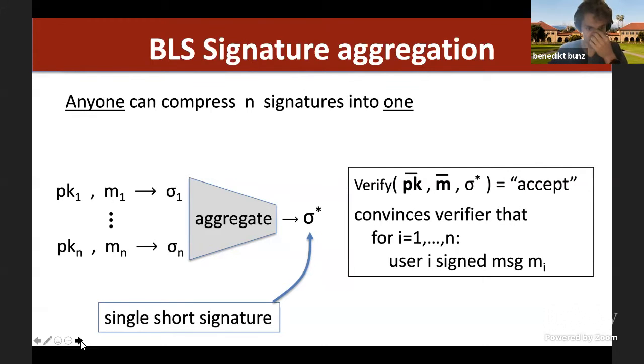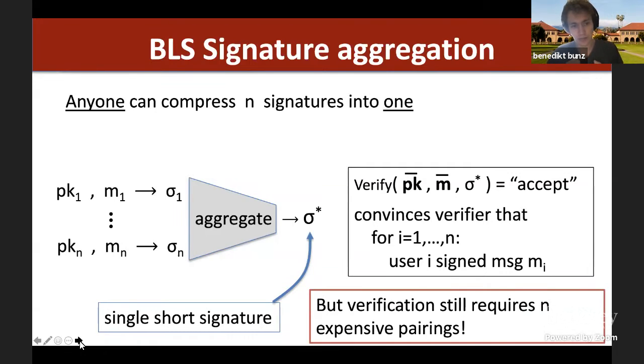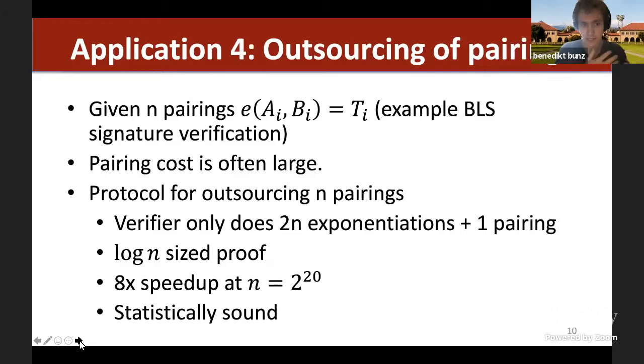But the problem with BLS signature aggregation is that the verification still requires one pairing per aggregated signature. So you still need to do n pairings. They're not extremely expensive, but they're somewhat expensive, and we would like to reduce the cost of these n pairings. And this is exactly our fourth application. We have a protocol for outsourcing pairings.